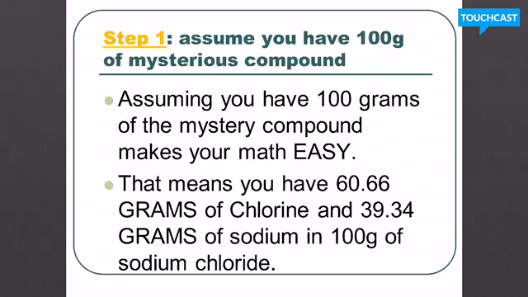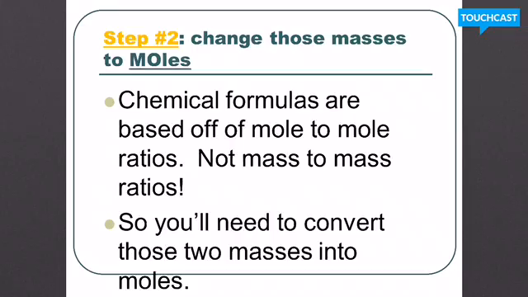Wouldn't that mean that you have 60.66 grams of chlorine in there? So basically, step 1, assume you have 100 grams. That way we can change the percents straight over to grams. In other words, just literally erase the percentage and place grams instead.